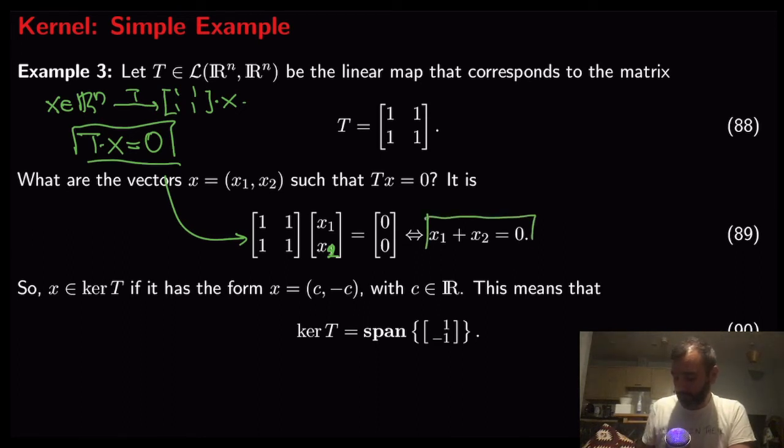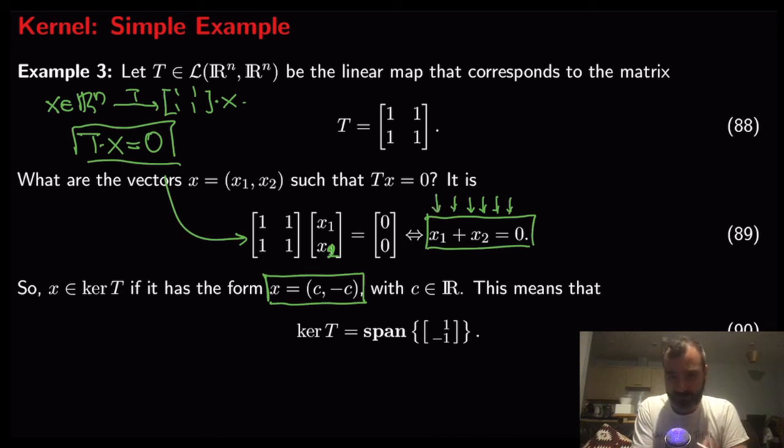Now, if you do the matrix vector multiplication, you end up with x1 plus x2 is equal to 0 from the first row, and x1 plus x2 is equal to 0 from the second row as well. So you end up with the same equation twice. So it means now that all of the vectors that satisfy this equation are members of the kernel. So it means that all vectors of the form c, minus c, c is anything, right? Because c comma minus c satisfy, all these vectors satisfy this equation.